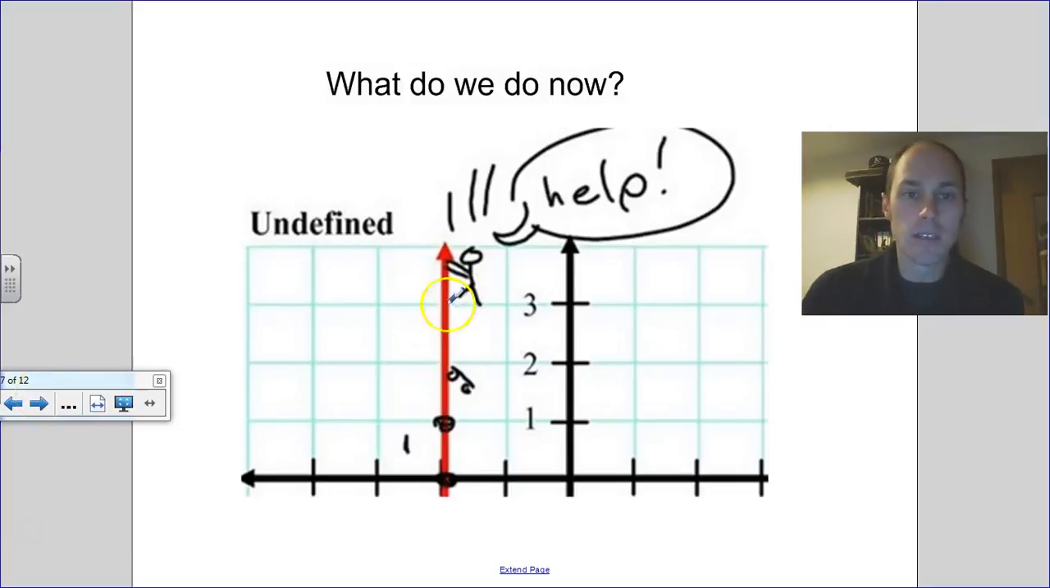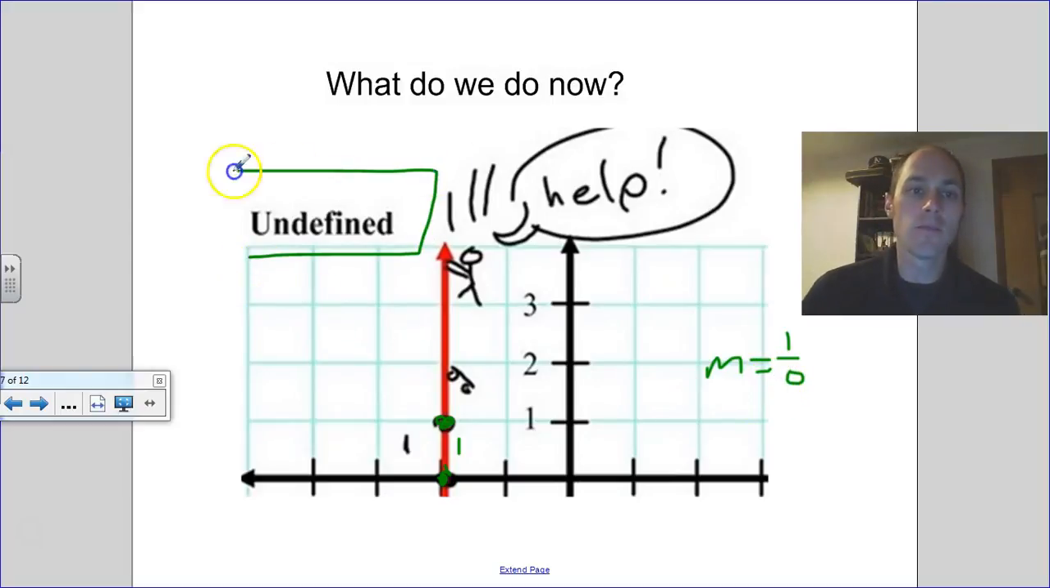Now what do we do? So if I have 2 points here, notice if I'm finding the difference in the y between these 2 points, well, it goes up 1, but it doesn't run at all. So the run is 0. So a slope would be 1 over 0. And 1 over 0, we can't do in math. Can't divide by 0 very well. So we refer to that as an undefined slope.